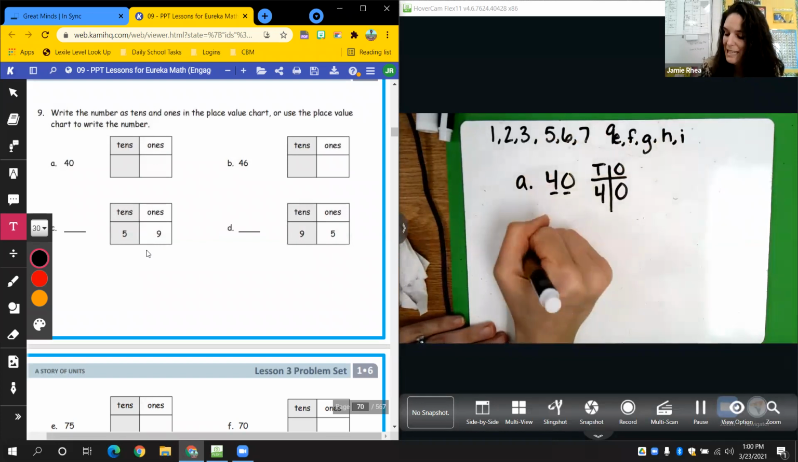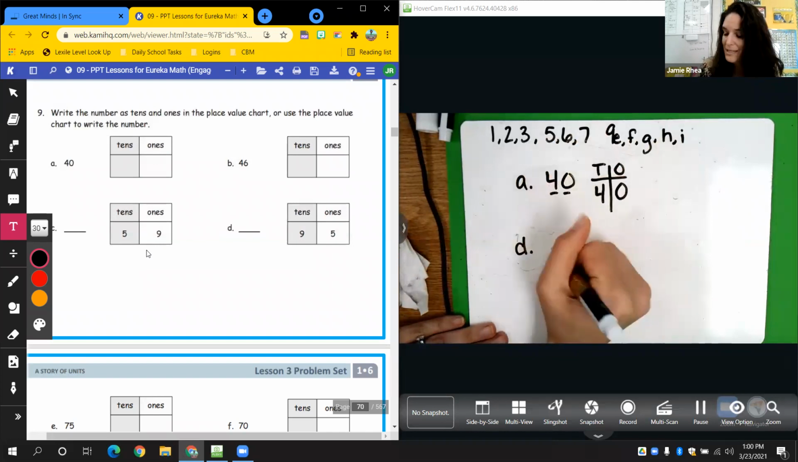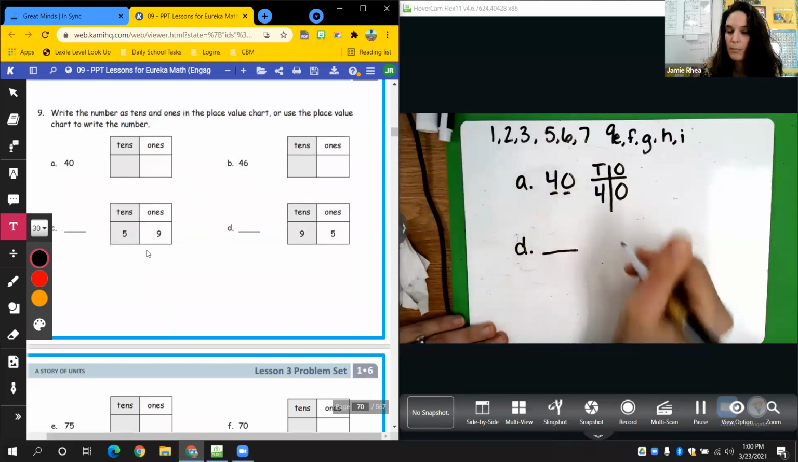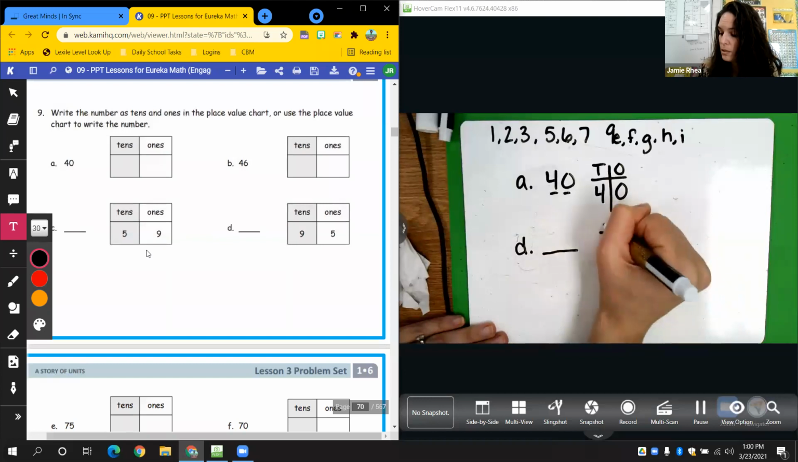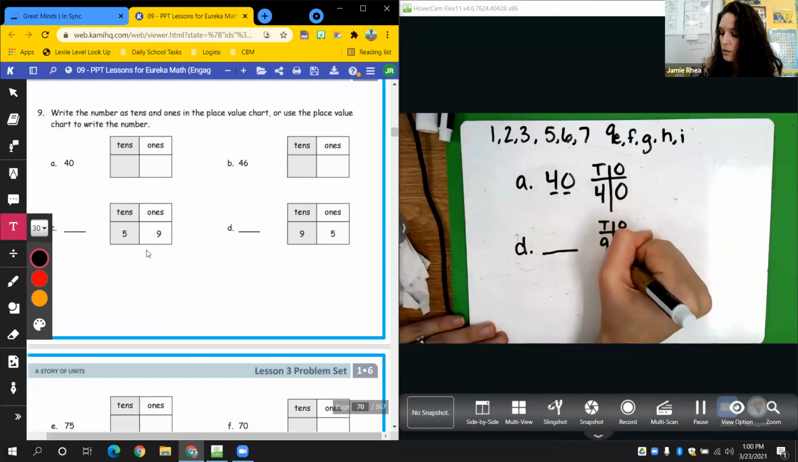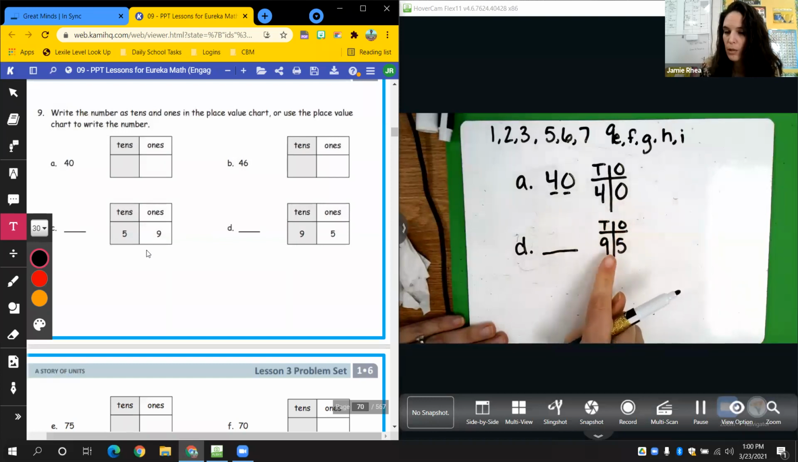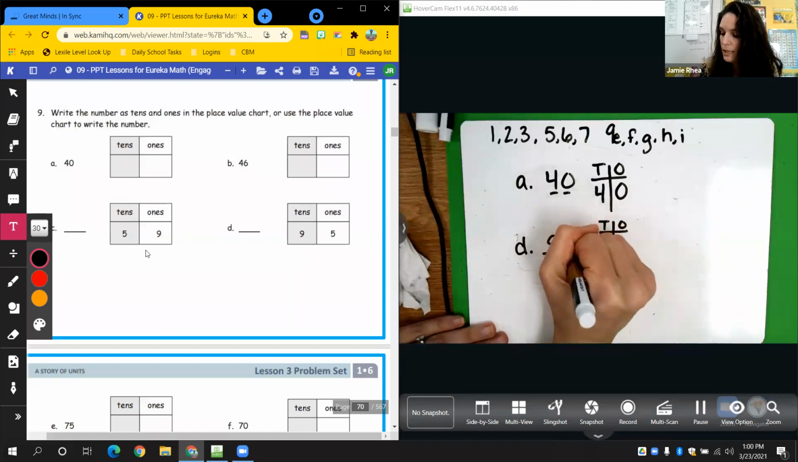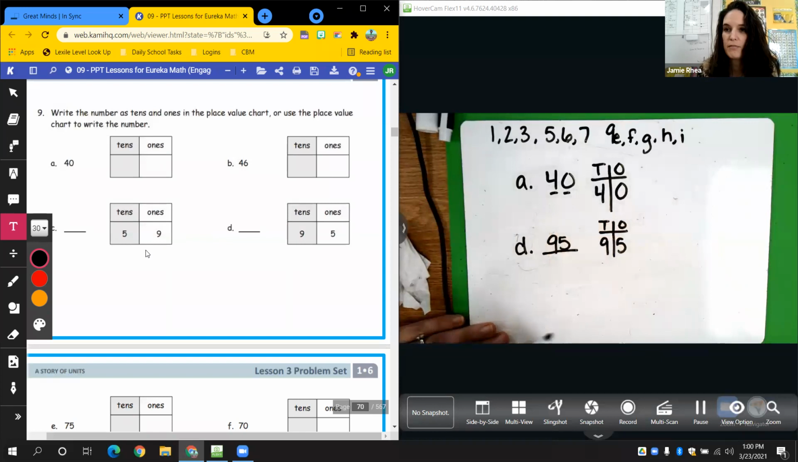Now let's look at D. It doesn't give you the number, but it gives you the tens and ones. I'm gonna look at my tens, put it first. Look at my ones, put it second. I have the number 95, okay?